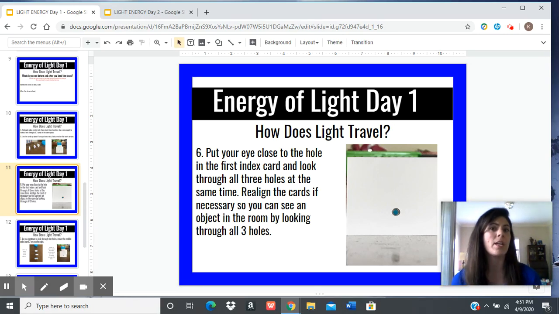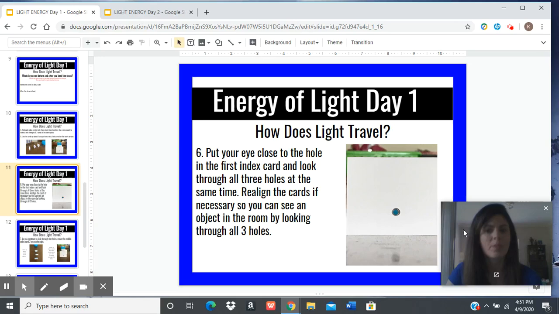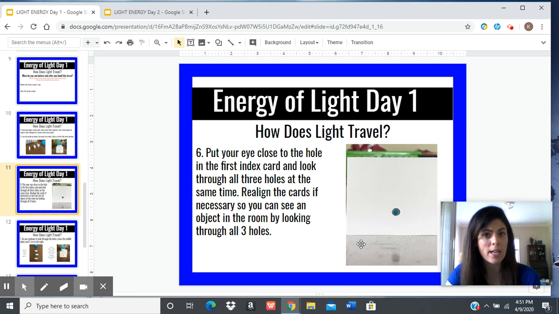The next step with the index card experiment is to put your eye close to the hole in the first index card and look through all 3 holes at the same time. Realign the cards if necessary so you can see an object in the room by looking through all 3 holes. As you can see, all of my index cards are clearly lined up because you can see that teal through all of the circles.